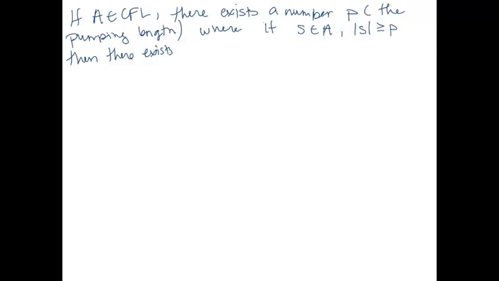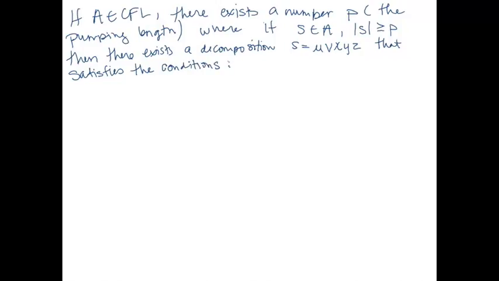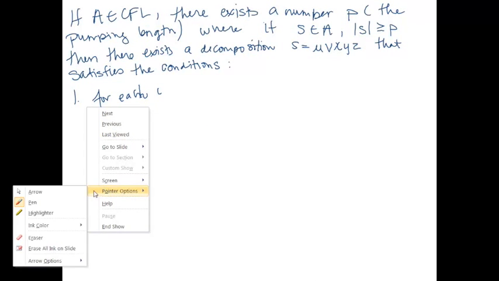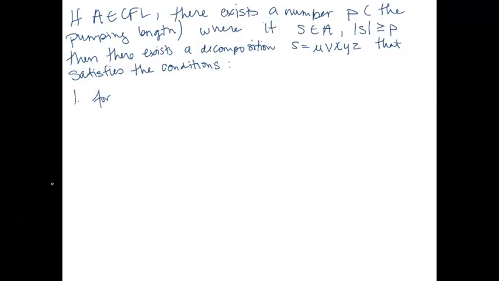then there exists a decomposition of S into pieces that we're going to label u, v, x, y, z, that satisfies the conditions, and we have three conditions. Condition one is that for each i greater than or equal to 0, the pump string, let's call it S prime, which is u v to the i x y to the i z, is in the language.